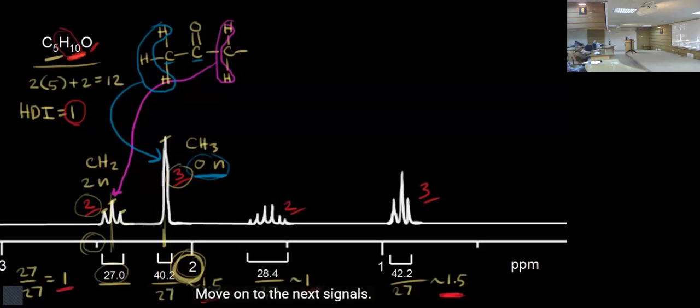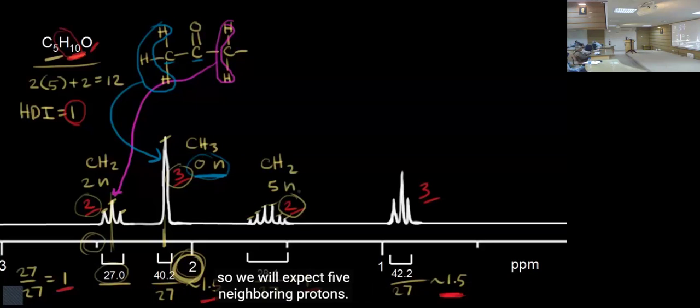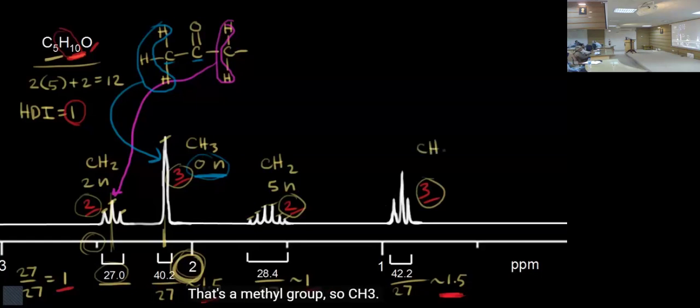Move on to the next signal. This signal represents 2 protons, so that's a CH2. How many neighboring protons? Let's count up how many peaks we have: 1, 2, 3, 4, 5, 6. So 6 peaks, and we subtract 1 from that, so 6 minus 1 is 5, so we would expect 5 neighboring protons. Let's move on to the next signal. 3 protons, so that's a methyl group, CH3.